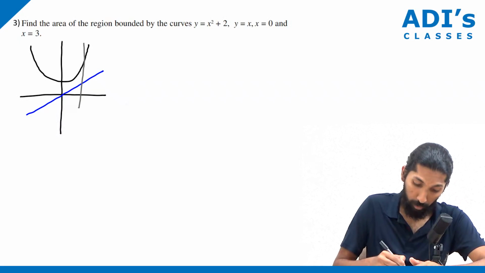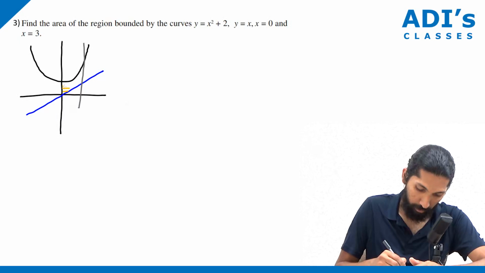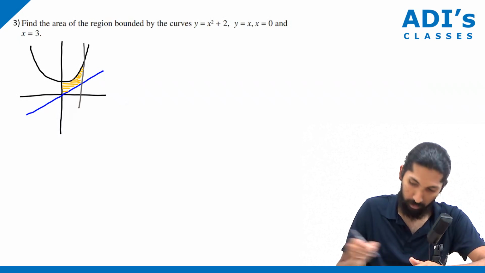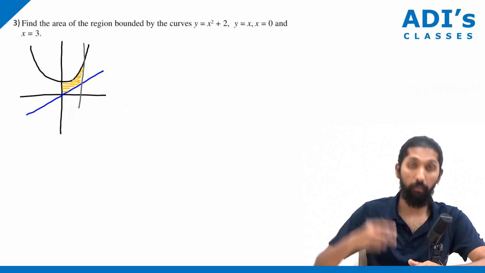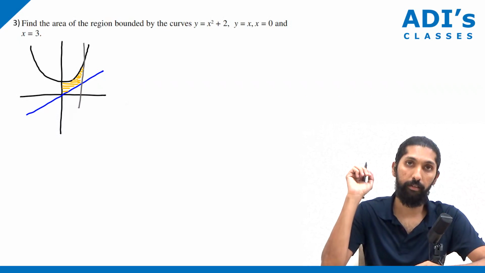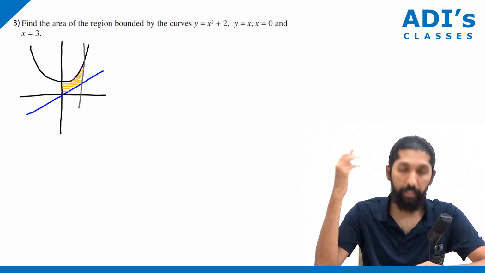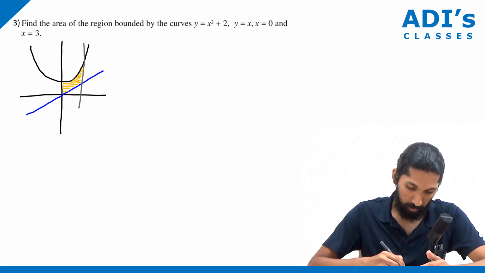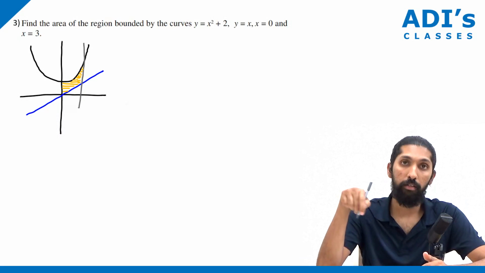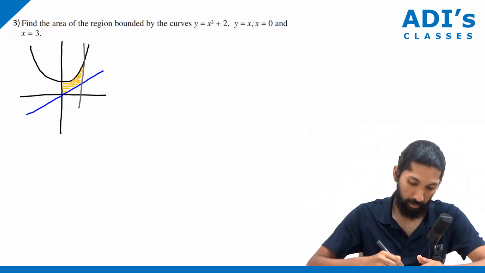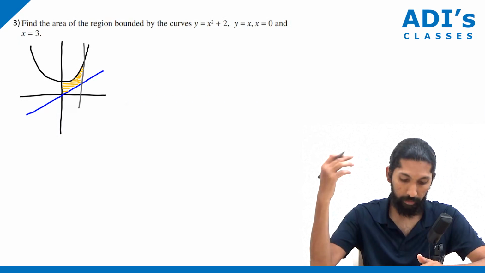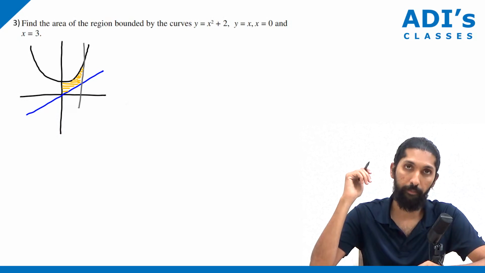So the area we are looking at is this one. See this area, that small area. That's the area we are looking at. Now in this case, what we need to do is very simple. See here, the area under the parabola minus the area under the straight line, correct? If you do this, you are going to get the proper area that we are looking at.